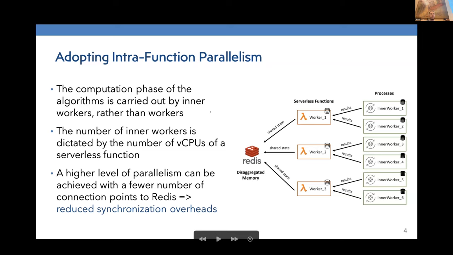For instance, in logistic regression, they would aggregate the partial results of the partial gradients. And then the workers would communicate with the Redis node and update the global gradients. And the nice thing about this is that a higher level of parallelism can be achieved with a fewer number of connection points to the Redis node. So in this case, we achieve a level of parallelism of 6 by only having 3 connection points to the Redis node. So instead of having 6 connection points, we only have 3. So this results in a reduction of overheads.